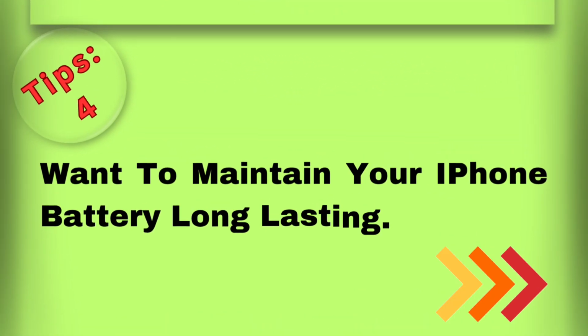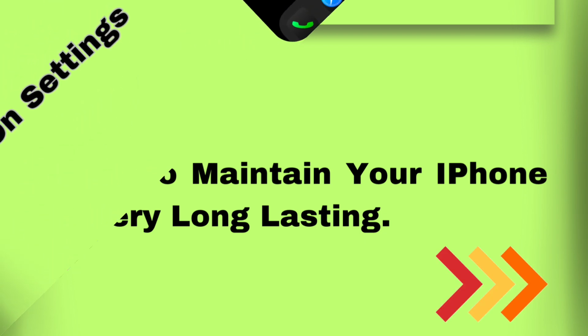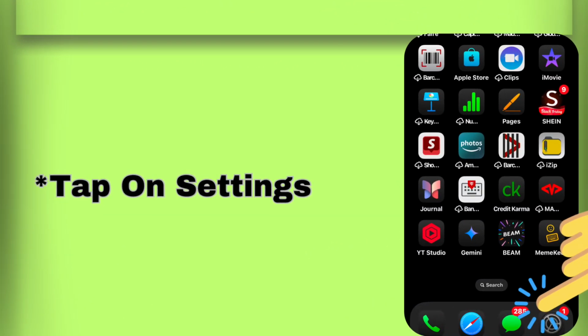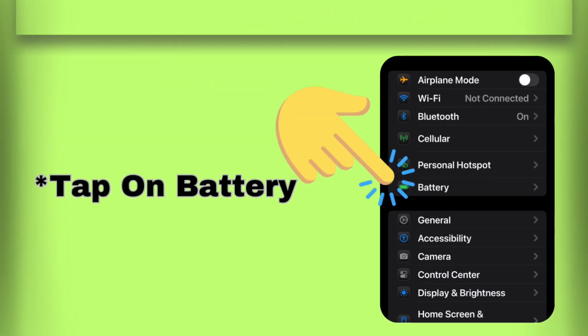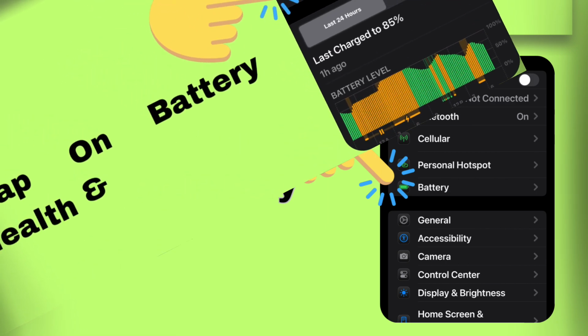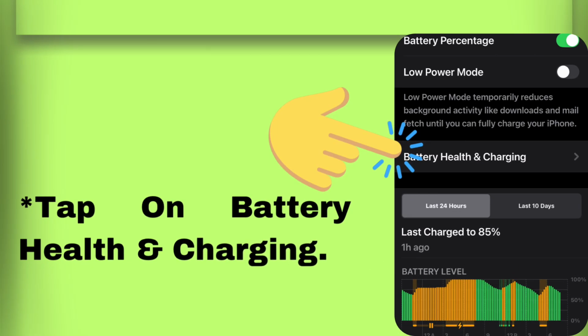Tip number 4. How to maintain the good health of your iPhone battery. Tap on Settings first. Now tap on Battery. Now Battery Health and Charging.